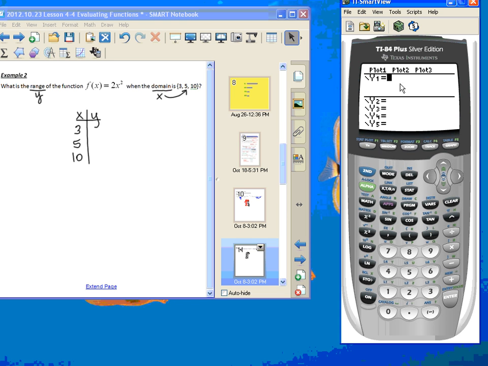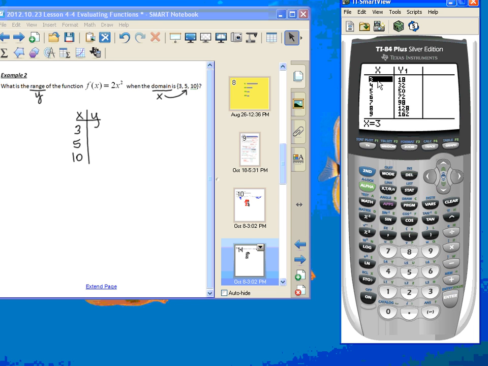Okay, our new function is 2x squared. So I'm going to push 2x squared. And then push second, and I'm looking for what? The table, right? Which is under the graph. So I'll push second graph. And I'm going to scroll to where I find x equals 3. So I need to scroll up on mine.